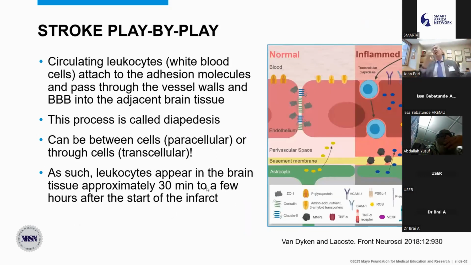The blood cells that are always circulating through your body will, as they float by and see these leukocyte adhesion molecules, grab onto them. And through a process called diapedesis, these white cells will either crawl in between these vascular endothelial cells or can actually go right through a vascular endothelial cell. This is a crazy process, transcellular diapedesis. And within minutes to hours after the infarct starts, they can appear within the brain tissue. So the immune system has been summoned to come deal with this infarct that is underway.